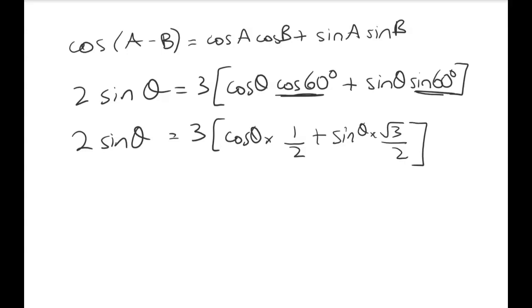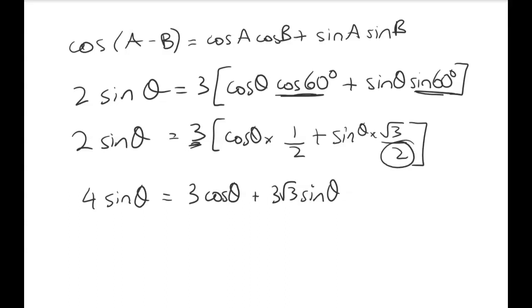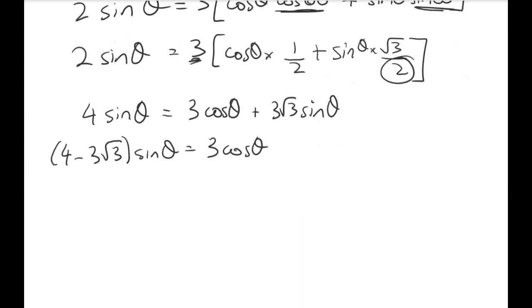Now, there are a few ways to go here, but I decided to clear out the fractions. So I've timesed everything through by 2. That gives me 4 sine theta is equal to 3 cos theta plus 3 root 3 sine theta. So that's timesing through by 2 and expanding my brackets. Now I'm going to gather up like terms, and I get 4 minus 3 root 3 sine theta is equal to 3 cos theta.